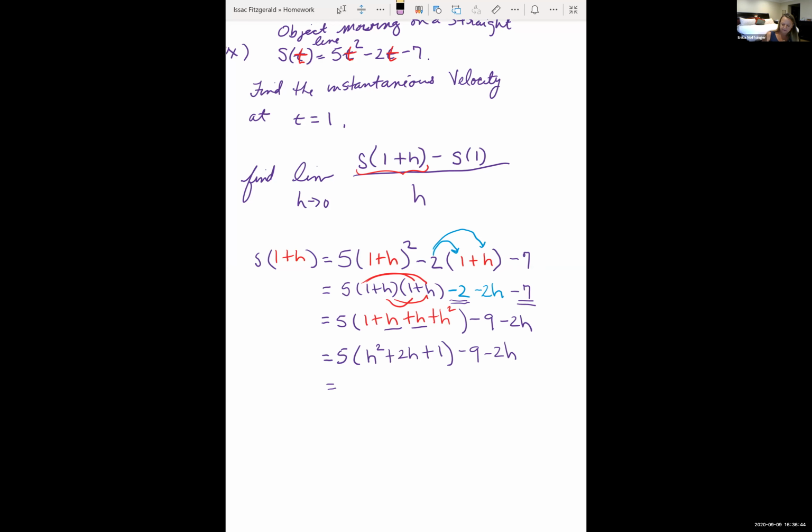So let's distribute the 5. So I have 5h squared plus 10h plus 5. Bring down the -9 and -2h and combine like terms. So what do we have? We have just a 5h squared. We have a 10h minus a 2h. That gives me a positive, so plus 8h. And then I have a 5 minus 9. Larger number has a negative in front. We're going to subtract 9 minus 5, that's 4. A larger number has a negative, so it's going to be -4.